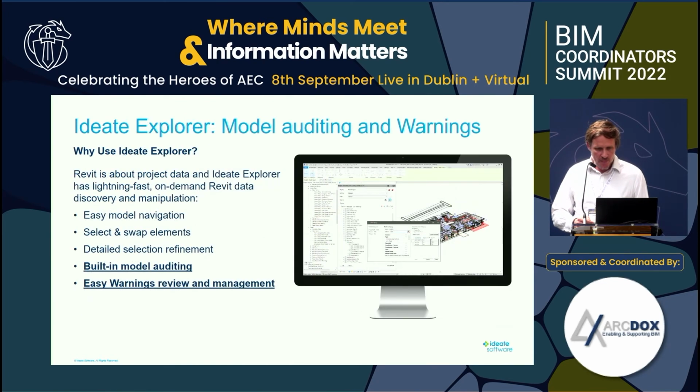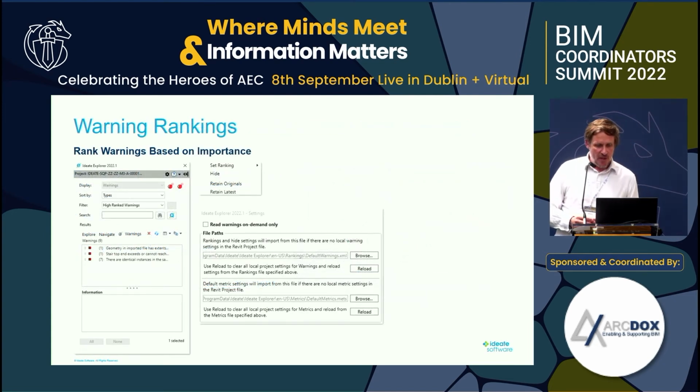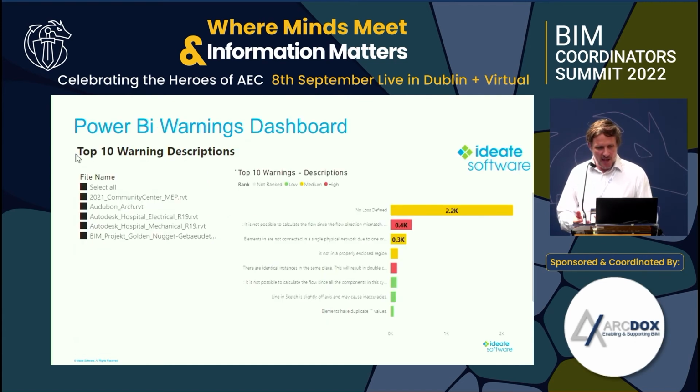We have another tool called Ideate Explorer that has a built-in warnings manager, so we can use this tool to review those warnings which we've just spoken about, and we've developed a ranking system to identify the most problematic warnings so that you can identify which ones need to be addressed first over some of the other warnings. This information can be exported out of Ideate Explorer into an Excel file, and we can then display this information in a Power BI dashboard. Who doesn't love a dashboard? So we're no different. We've got our own templates.